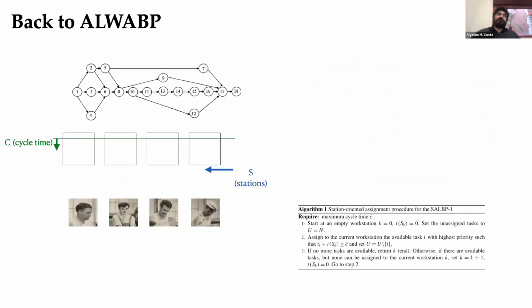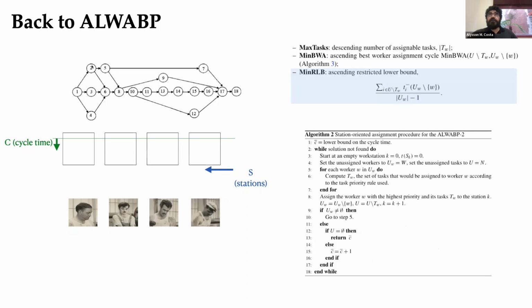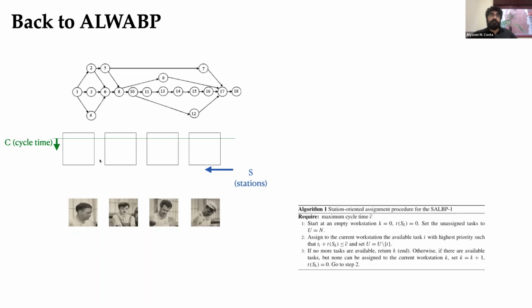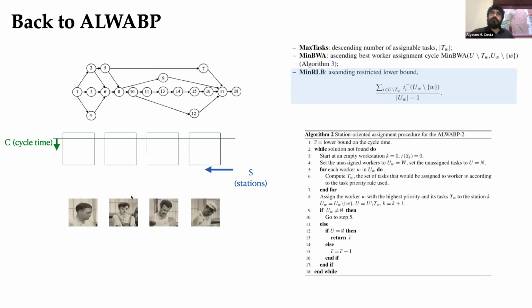But going back to the double assignment problem, my student at the time wanted to generalize these priority rules for it. And we have a problem because many of those rules use task times, but the task times depend on the worker that was assigned. So the first thing that we needed to do was to define worker assignment rules. So we also proposed some greedy metrics in order to assign the worker to the station and then assign tasks.